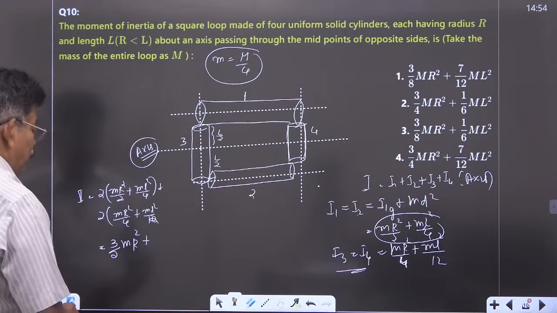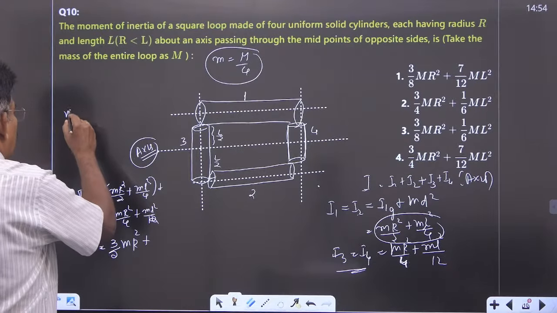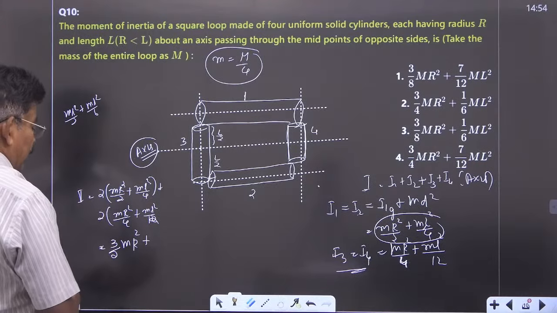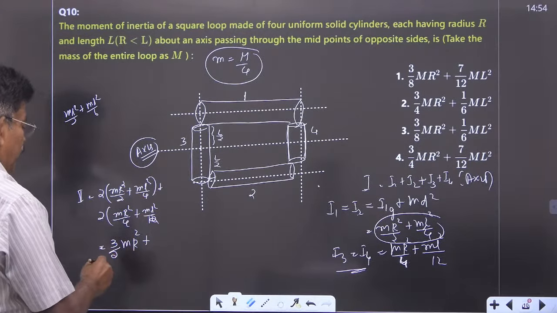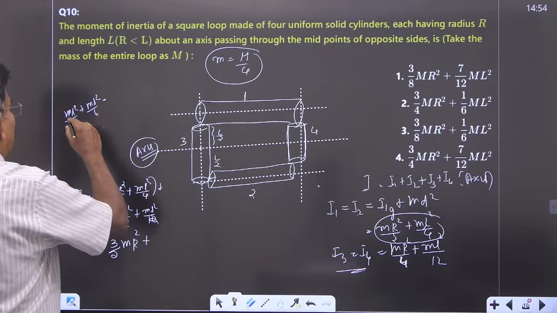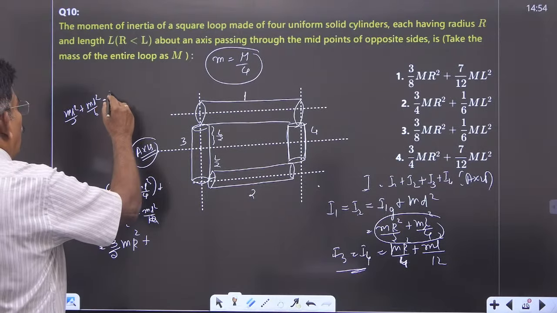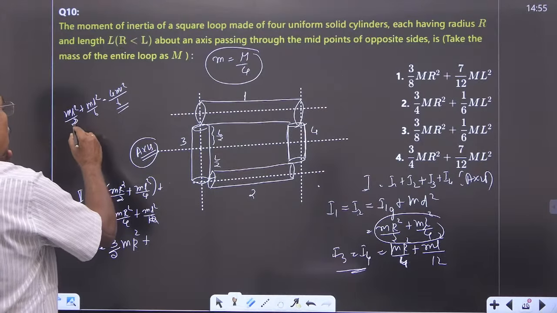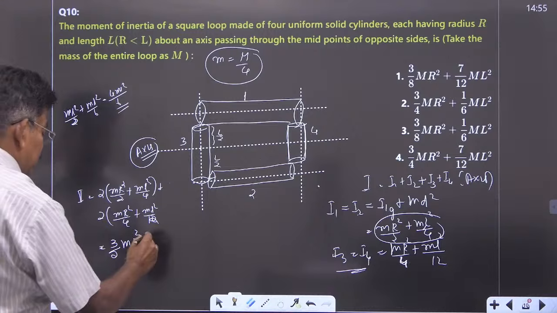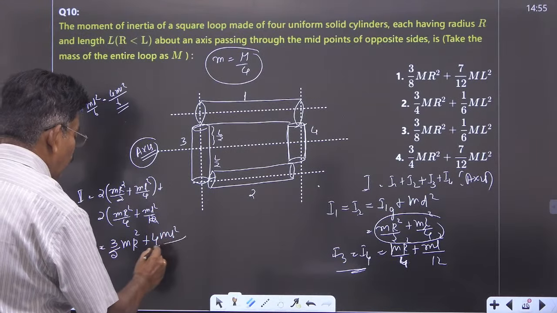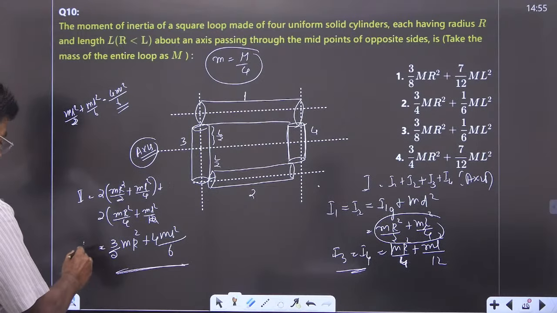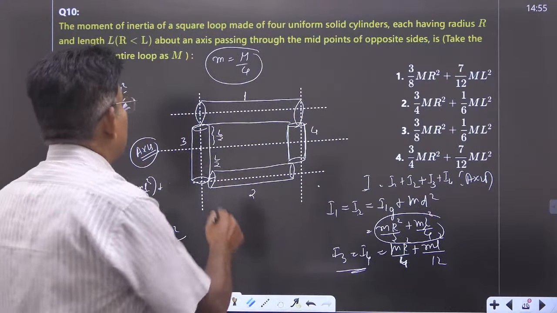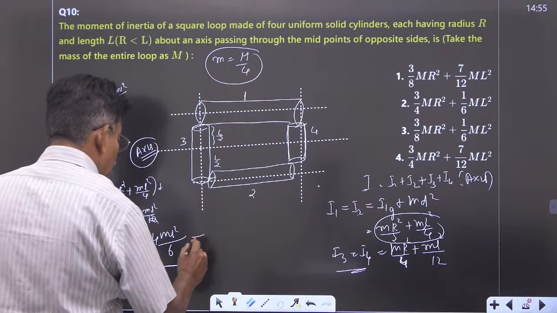How much will it be? M L squared by 2 plus M L squared by 6. Am I correct? That is coming to be, multiplying by 3, 3 plus 1, 4. 4 M L squared by 6. Correct? But my answer I want in terms of what? Capital M. In the beginning we wrote small m as capital M by 4, so we have to change it to capital M.